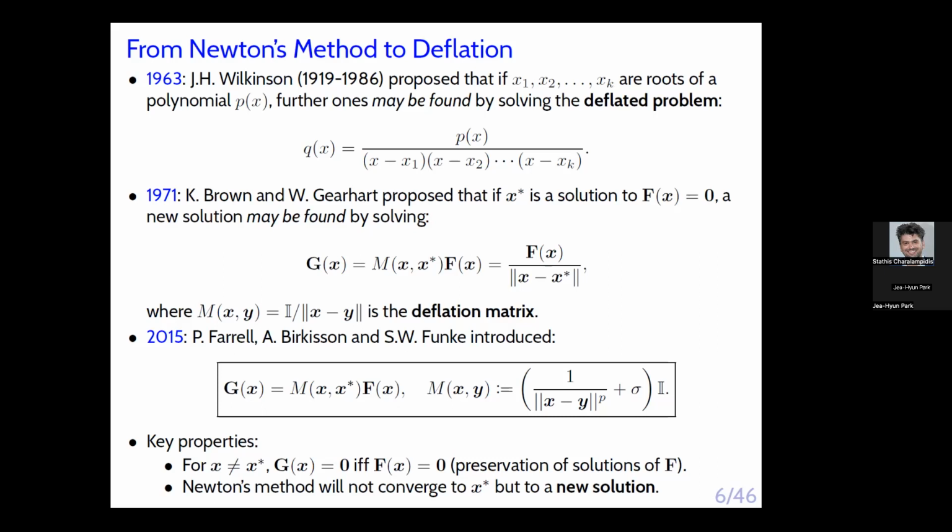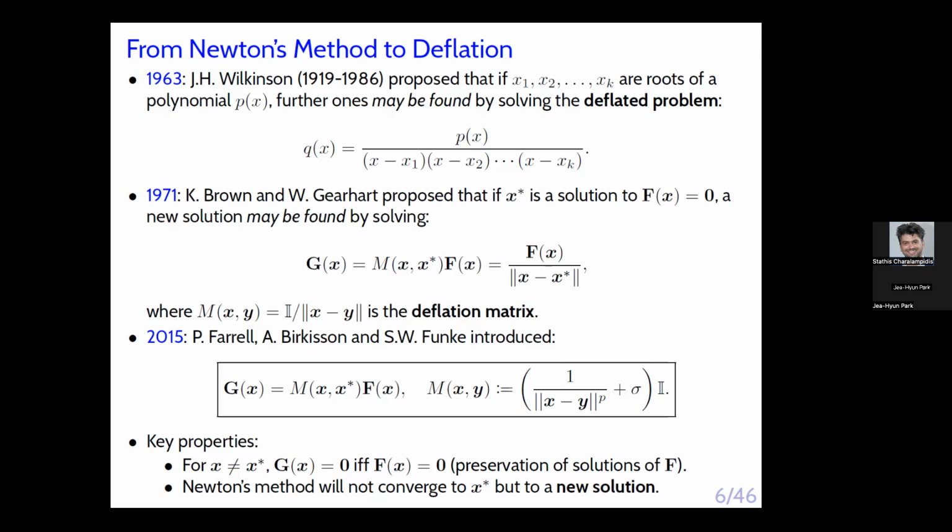Later on, 2 years later, Kenneth Brown and Gerhardt said, well, if I now have a system of nonlinear equations, f of x equals 0, I may be able to find a new solution by not solving f of x equals 0, but just solving the deflated problem, g of x equals 0, which consists of your original nonlinear residual times this operator, this deflation matrix, as I call it there, which I like to think of as a repulsive potential in the following sense.